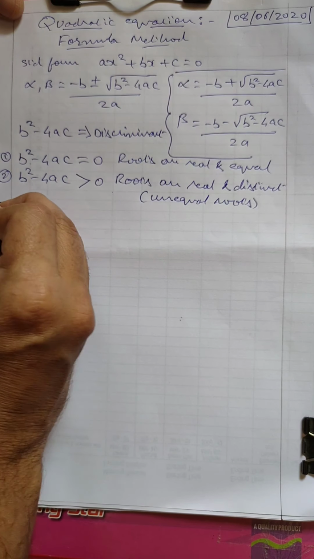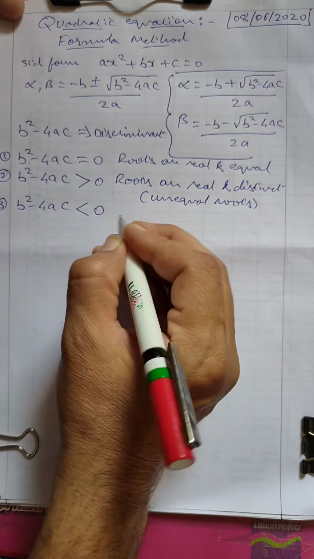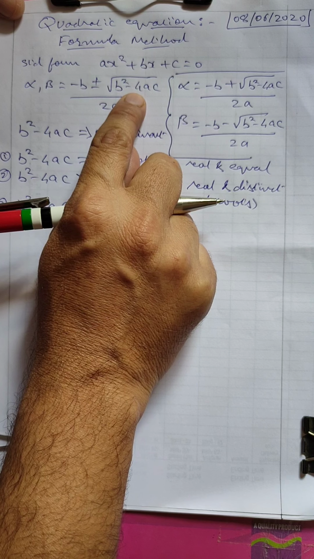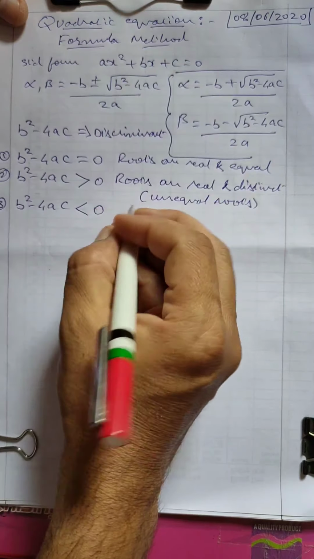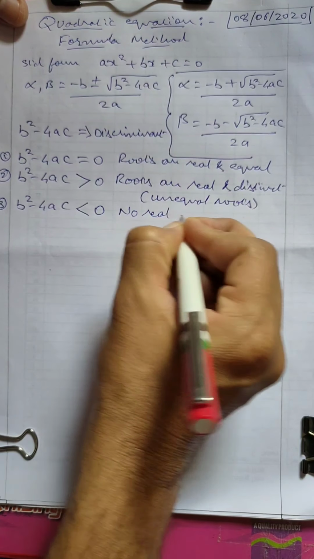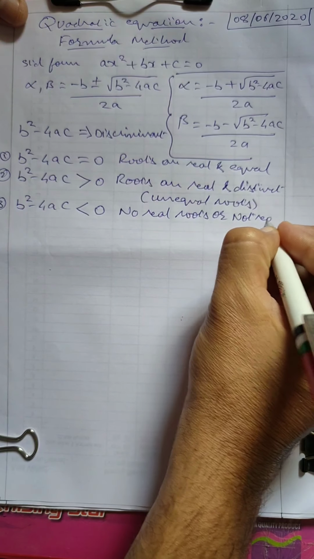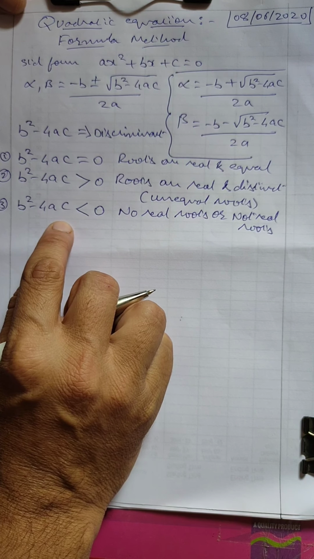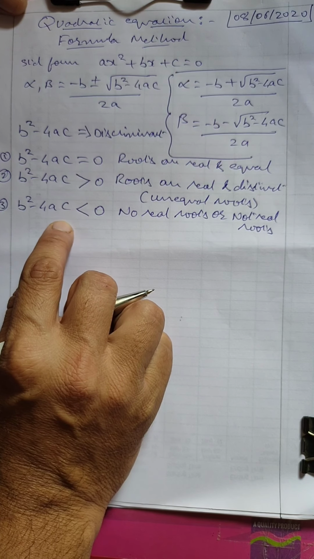And the third and most important condition: if b square minus 4ac is less than 0, that means b square minus 4ac is negative, we know that we cannot take the under root of a negative, hence the roots are not real. No real roots. So there is no need to solve the problem and, after getting a negative final answer, say the roots do not exist.